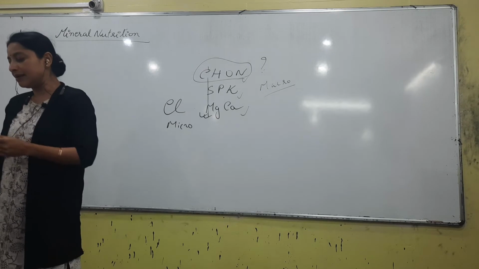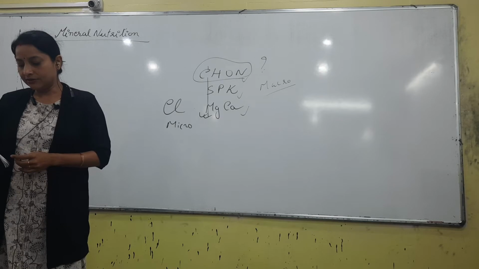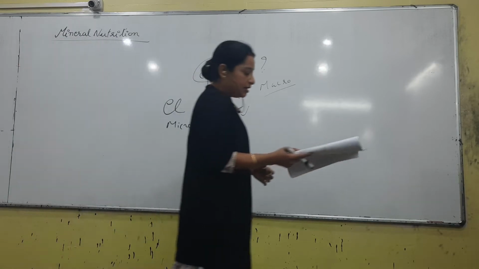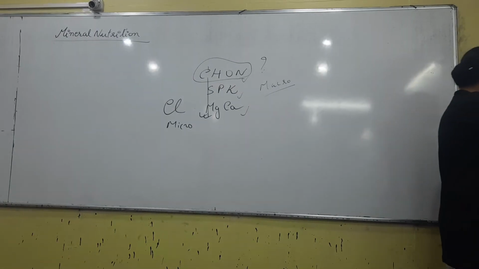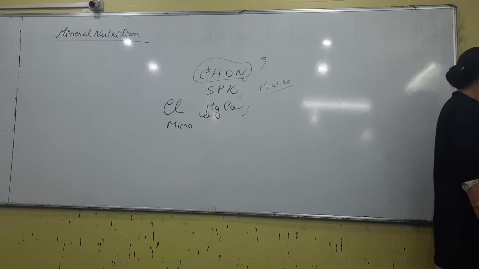Then there are some examples: Si in case of grasses, cobalt in case of leguminous plants, right? One is Si and one is Se, no? Astragalus, Se, selenium, and in leguminous plants, cobalt, for root nodule formation.